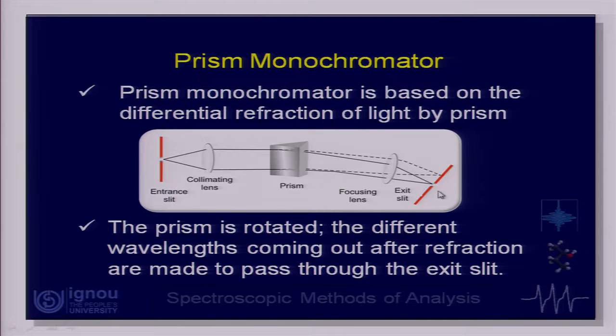Suppose I want to get a given wavelength, lambda 1. What I do is I make the prism rotate in such a fashion that only that particular wavelength is allowed to pass through. I rotate it further, another wavelength comes, and so on and so forth. This is all done by computer control. That means we rotate this prism in such a fashion that we get the desired wavelength from the exit slit.